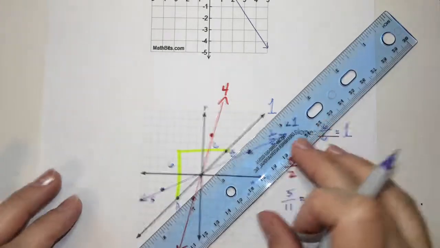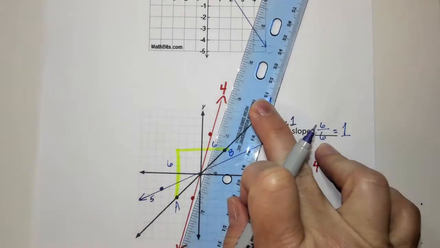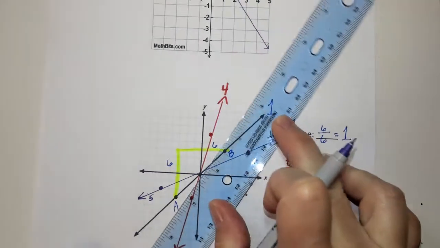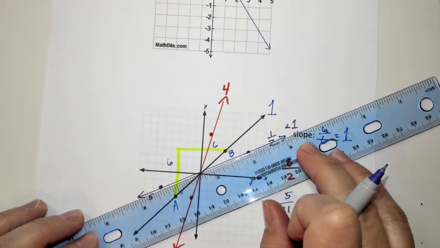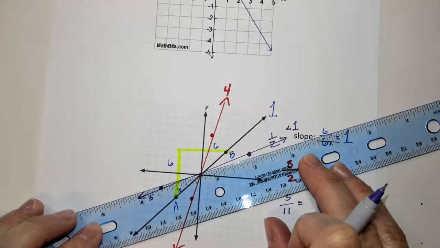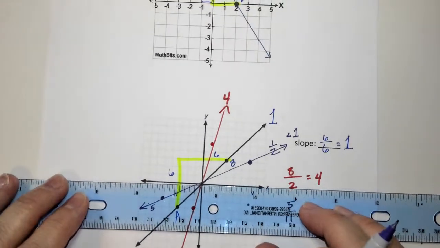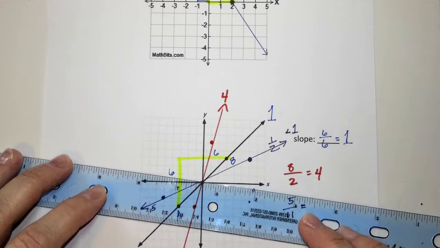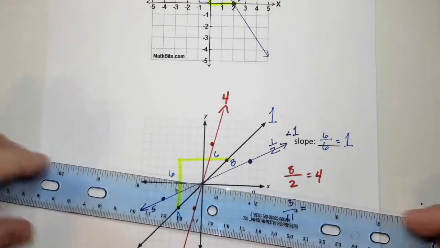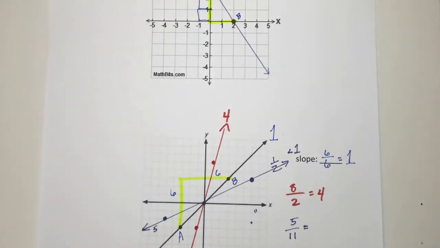So my original line here had a slope of 1. As I increase the steepness, my number for my slope gets higher and higher. As I decrease the steepness, the number for my slope gets lower and lower. It will be 1/2, 1/4, 1/8, 1/16, all the way down to a horizontal line, which has a slope of 0. And as I kept tipping it this way, my numbers would be negative. Okay, that was a little bit complicated, but hopefully you got the basic idea there. Great job.